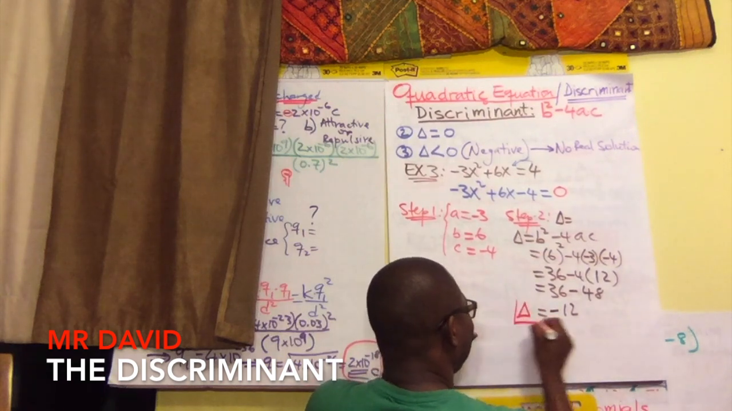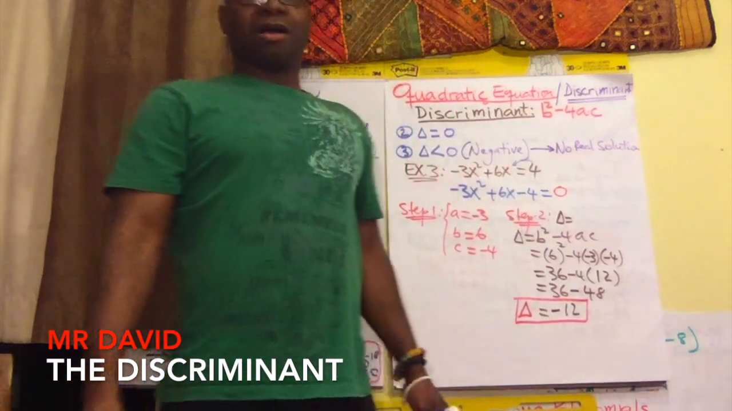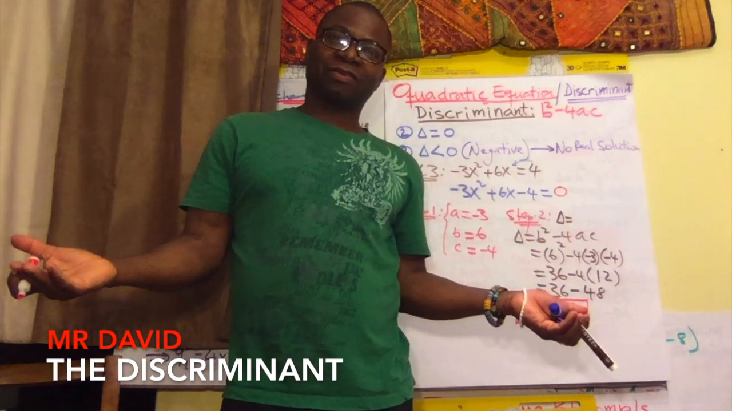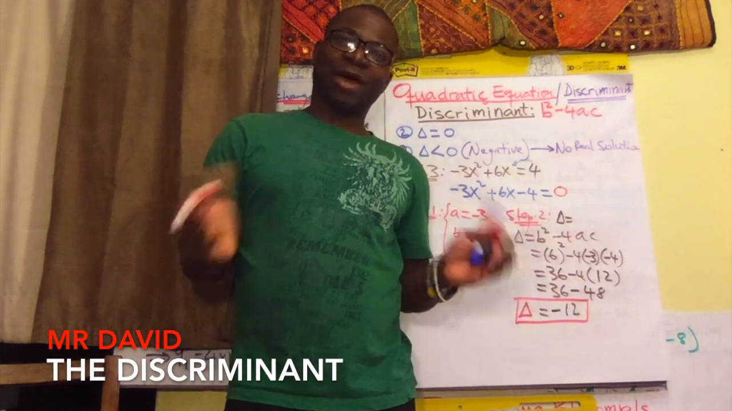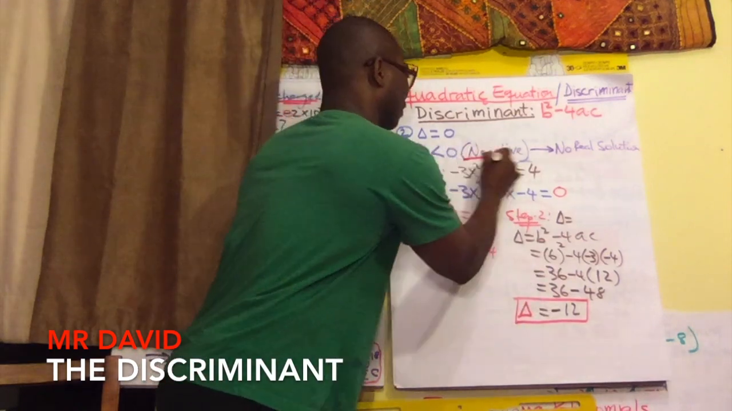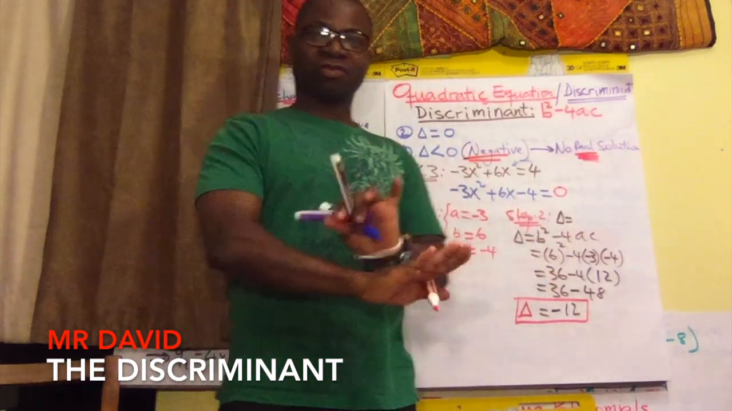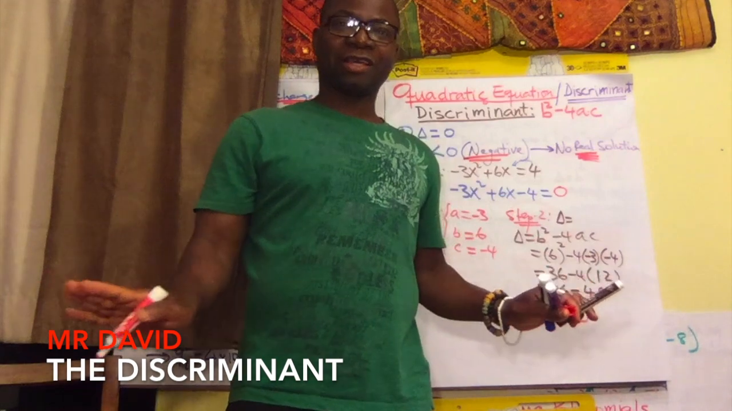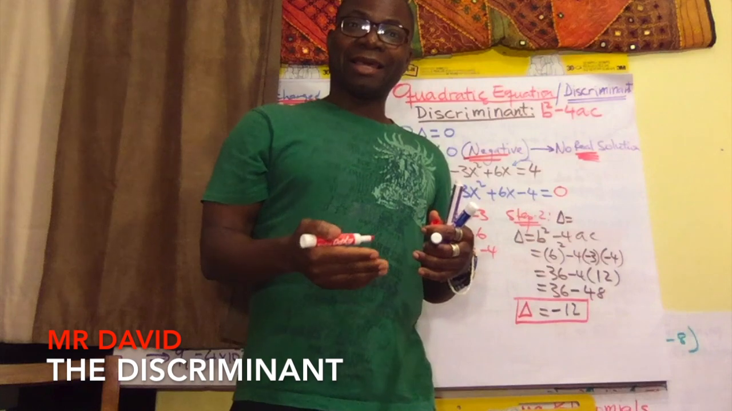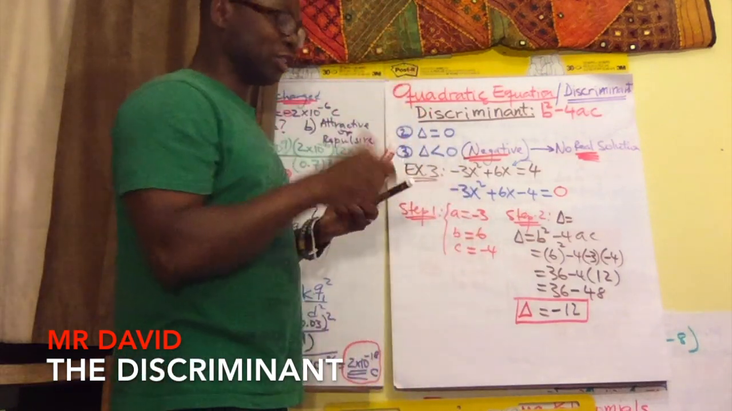You see? Look at that. It's negative. Negative means we have a problem. There's no real solution. We cannot solve it right now. Negative means no real solution. No, nada, 0. We don't have any solution. It means when we graph our function, which we will be doing next week, our function will never touch the x-axis. Okay, so there's no real solution.